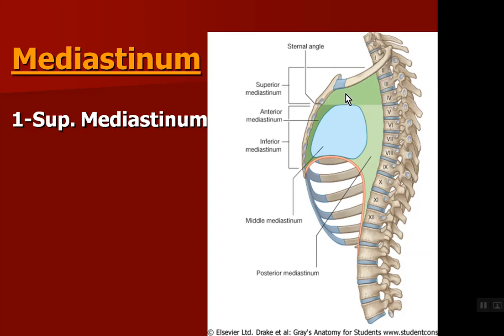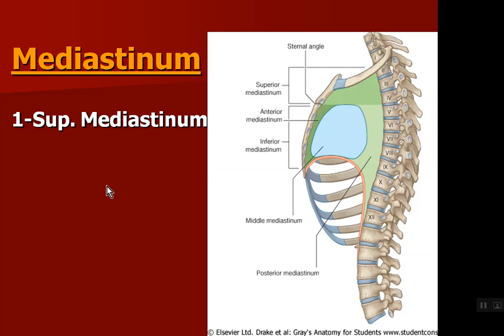This line is a conventional line; there isn't any real line here. Just for better understanding, we name and say this line. It passes from the space between the manubrium and the body of the sternum to the intervertebral disc between the fourth and fifth thoracic vertebra. So it is the superior mediastinum.